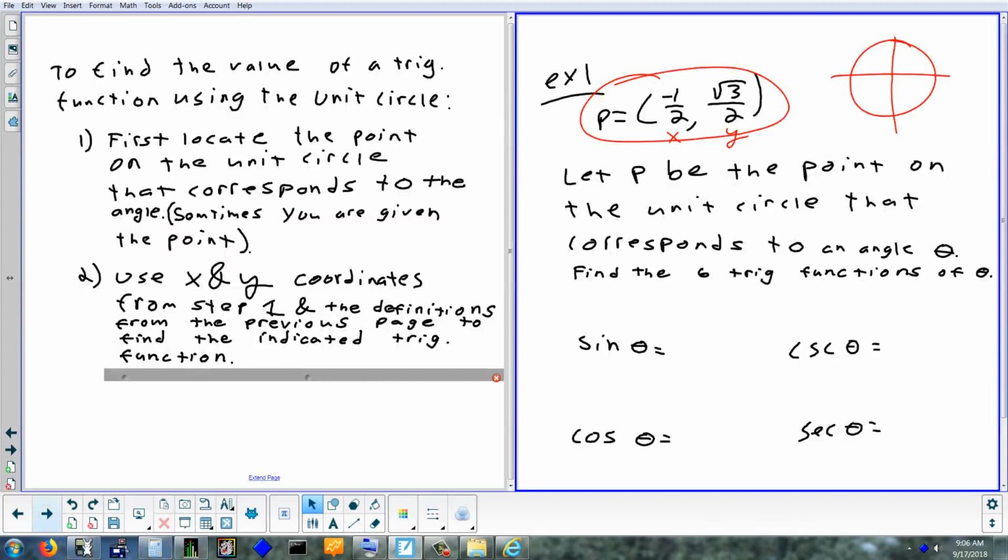Okay, so the point that I circled is a point somewhere on the unit circle. If you're wondering how we can do unit circle trig if we don't even know the angle, all we know is a coordinate. You don't need the angle. All you need is a coordinate to do this whole thing.